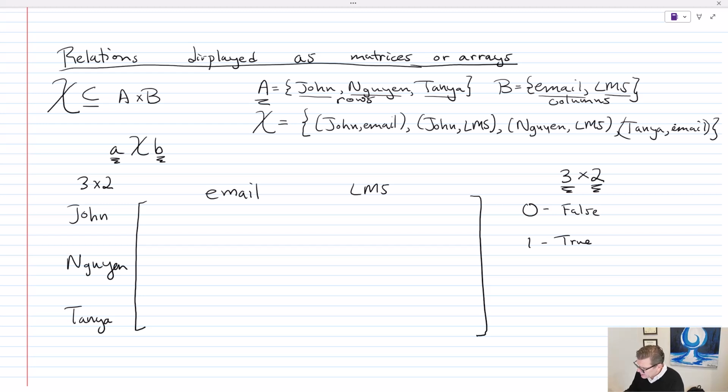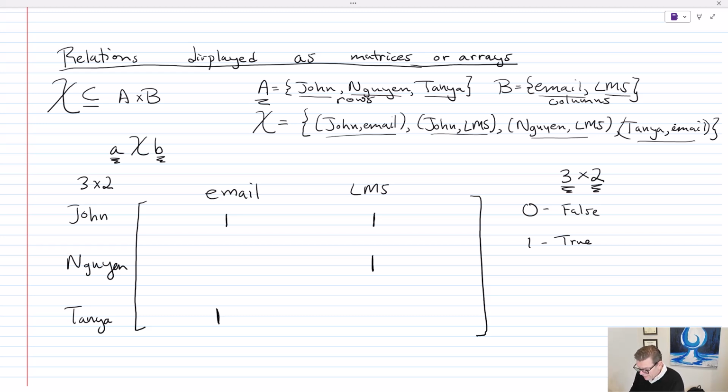Easiest way to probably do this is everywhere we have an element inside of the matrix, we're going to put in a 1. So for example, John has access to email, so we're going to have a 1 at the intersection of John and email. John has access to the LMS, so we're going to have a 1 at the intersection of John and the LMS. Nguyen has access to LMS, so we're going to put a 1 there. And Tanya has access to email, so we'll put a 1 there.